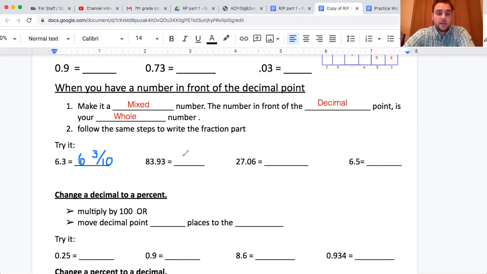Same thing over here, so 83 is going to be our whole number. And then we're going to do the same thing after. So 93 is going to be our numerator, the number right after the decimal point. And then the place value ends in 93, so 2 places after the decimal point, which is going to be the hundredths. So 83 and 93 hundredths.